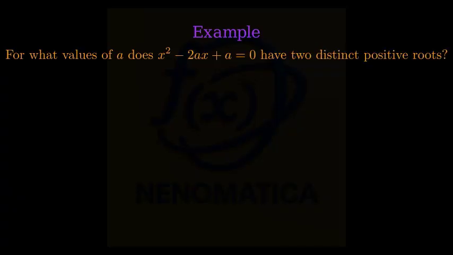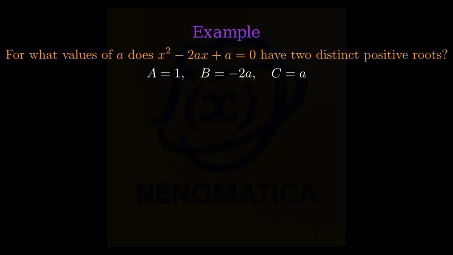In this example, we will determine for which values of a the quadratic equation x squared minus 2ax plus a equals 0 has two distinct positive roots. We'll build the conditions step by step, visualize them on number lines, and intersect the results to find the final answer. For the quadratic x squared plus bx plus c equals 0, our coefficients are a equals 1, b equals negative 2a, and c equals a.